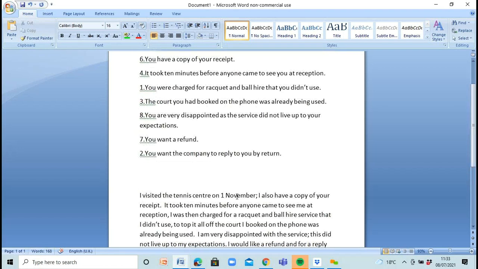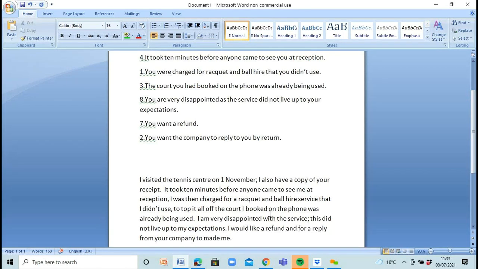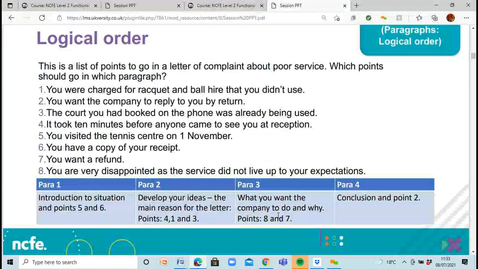So you've got the same information there, but you've just changed it slightly, got the gist of it there, and you put it into a paragraph. So that is what we'd be looking for. So you've got a start, a middle, and an end on here. So what happened, what day you went, what happened, and what you expect.